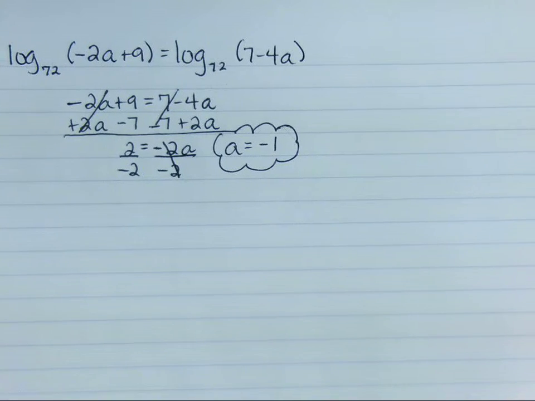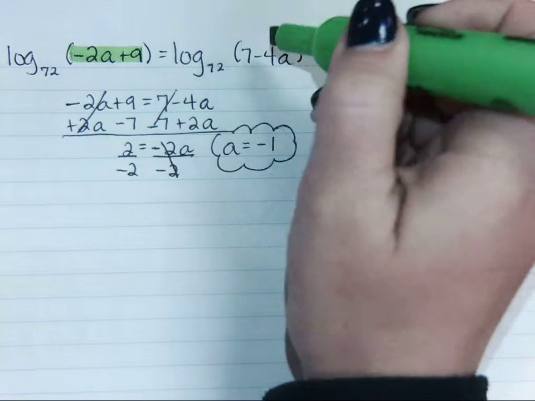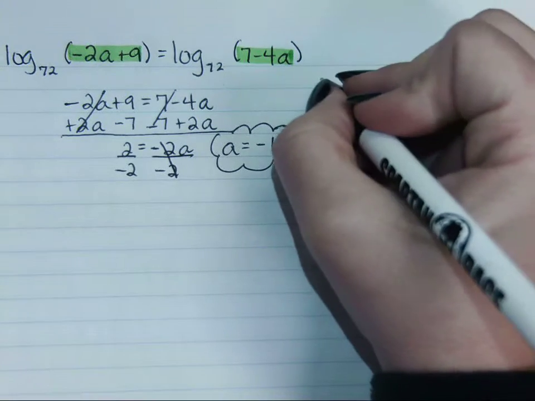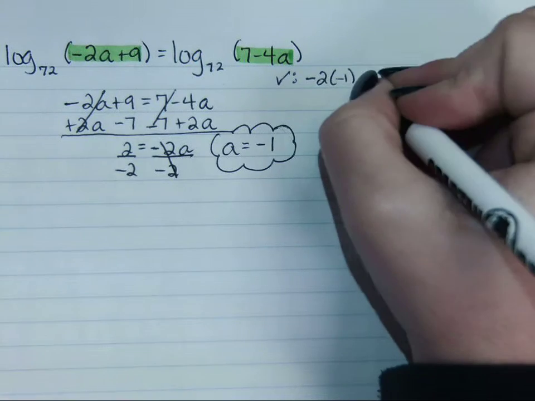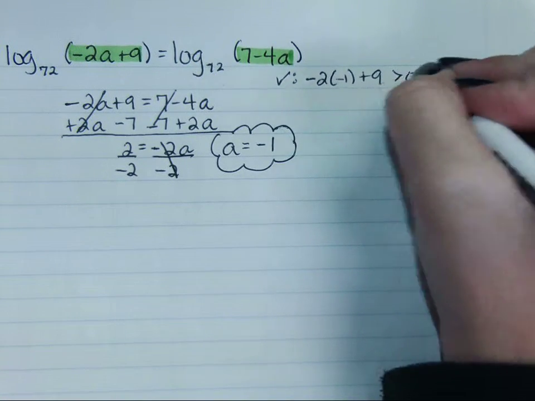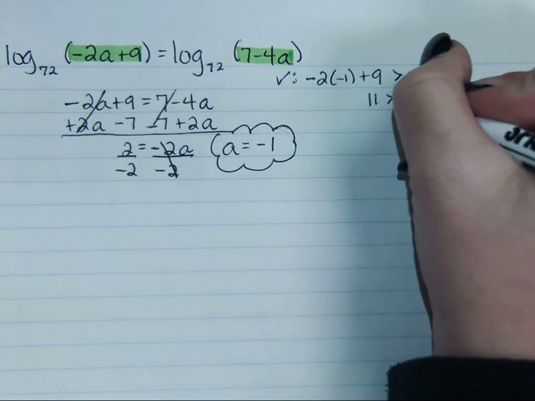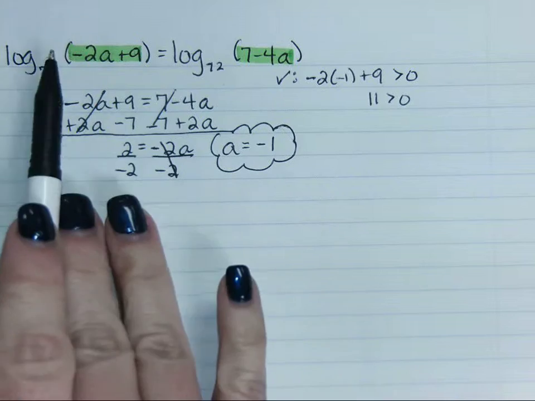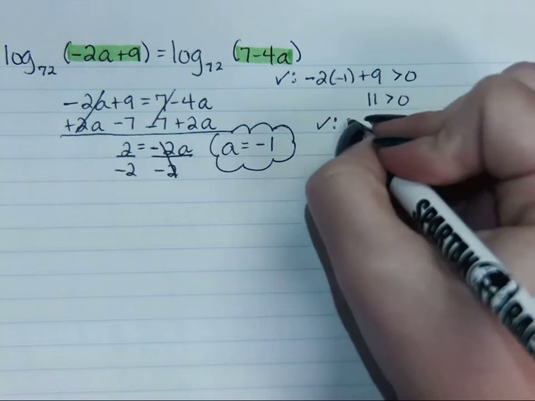Now again, I need to always be sure that whatever value I came up with for a makes both of my functions positive. So I need to check: is negative 2 times negative 1 plus 9 greater than 0? That's true, because this is a positive 2, so the value of 11 is greater than 0, which means that so far this answer works for the left side in terms of not invalidating my restriction.